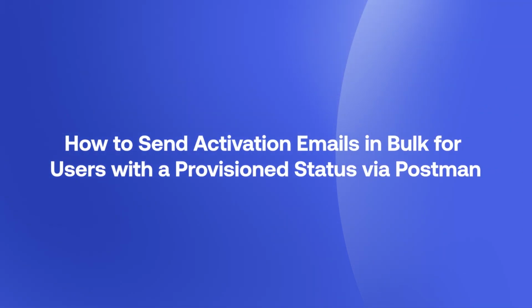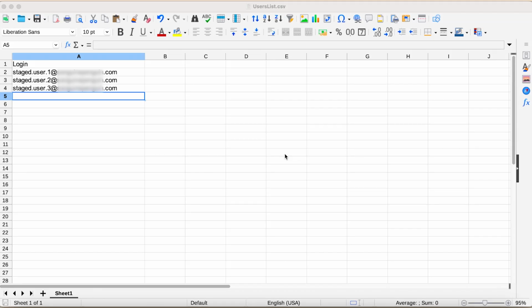In this video, we will see how to send activation emails in bulk to Okta users using Postman. To perform these steps, you will need an Okta org and Postman. Before following those steps, you must first make sure that Postman is already configured to work with Okta.